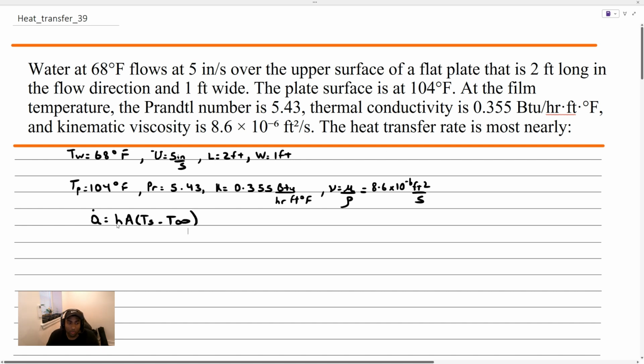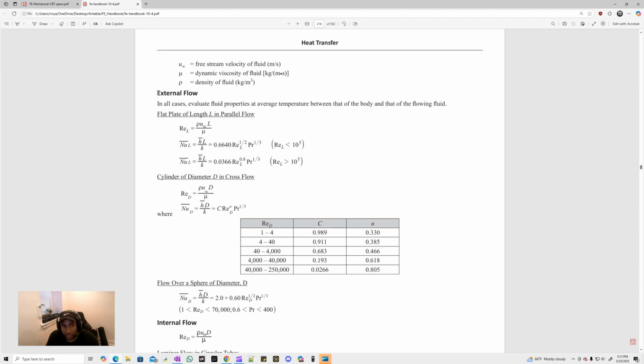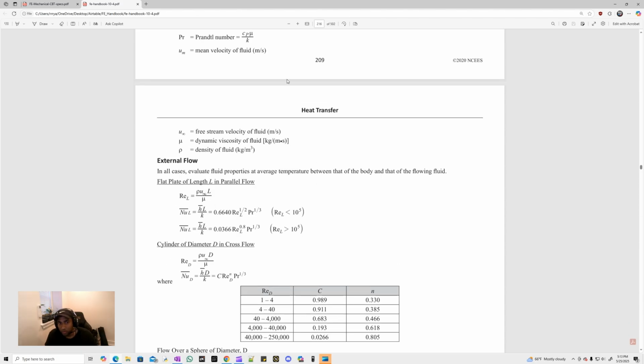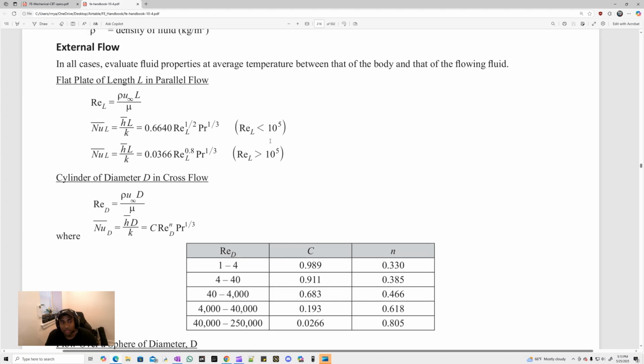So the things that we know here are the area, the surface temperature, and T infinity. We're looking for Q dot, and we also don't know the heat transfer coefficient. External flow is all about finding that heat transfer coefficient, and we can do that by looking in the FE reference manual. We check under the section external flow, which is on page 210 of the reference. What you can find is some equations based on the Reynolds number.